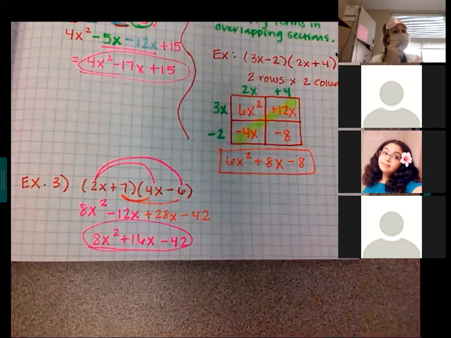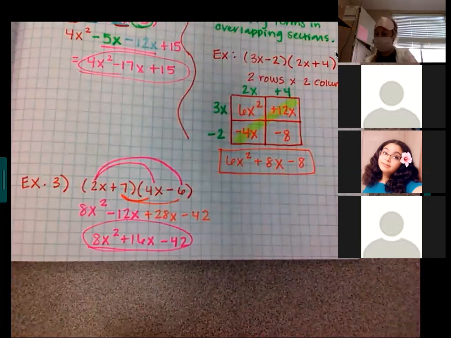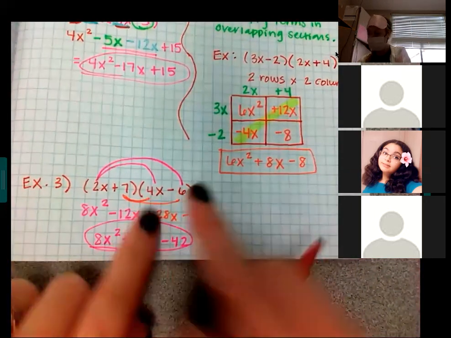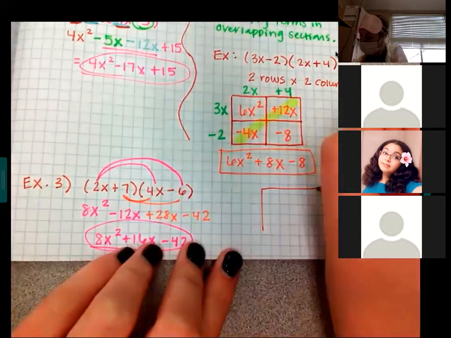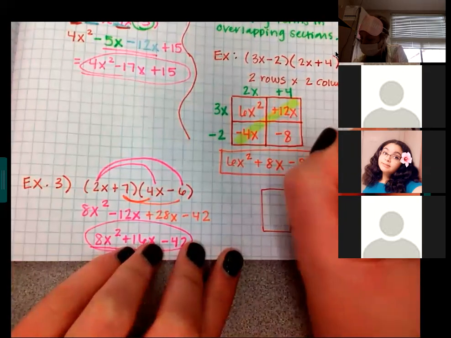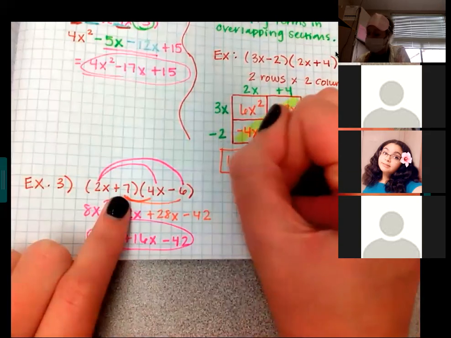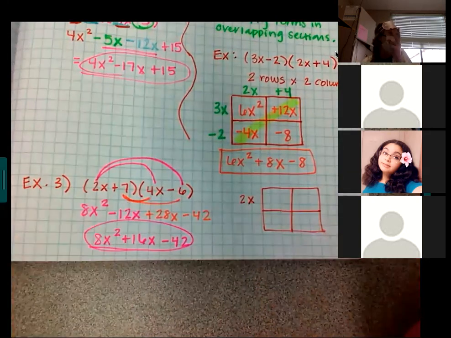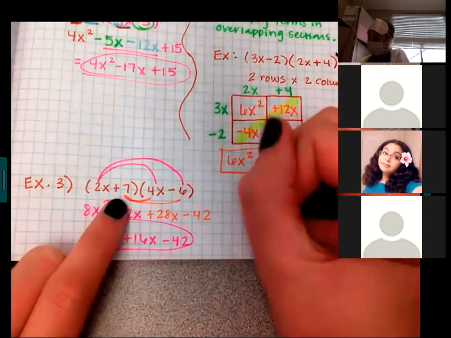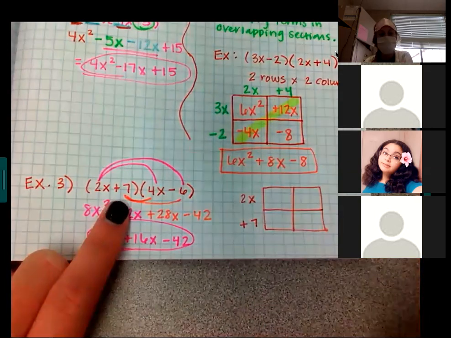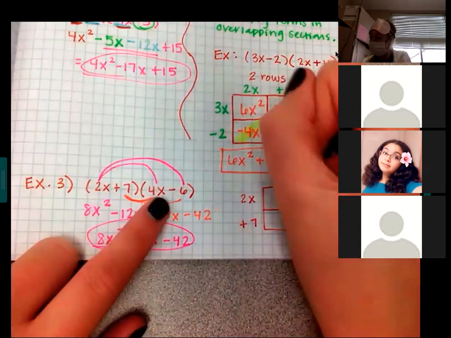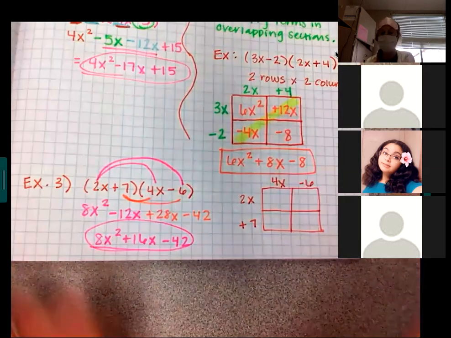All right. My box people, how many rows did your box have? 2. How many columns did it have? 2. Good. That's because we got 2 terms here and 2 terms here. So y'all drew a box like this. Put the first polynomial down the side, but it actually really doesn't matter, does it? Because multiplying, you can change the order. Because it's commutative. Good, Brooke. So 2x plus 7 down the side and 4x minus 6 across the top.